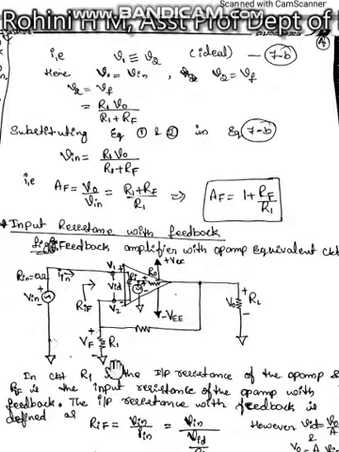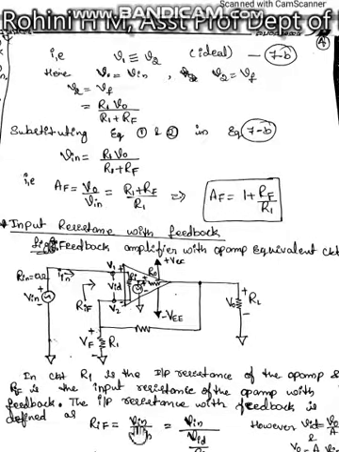This is the input resistance of the op amp, and RIF is the input resistance of the op amp with feedback. Therefore we can write RIF as V in divided by I in. Here, what is the input voltage? V in. What is the input current? I in. R is equal to what? V by I. So RIF can be written as V in divided by I in.